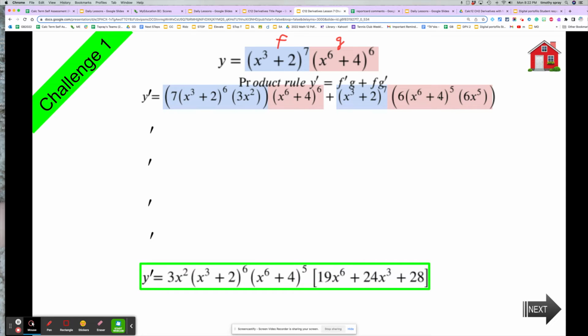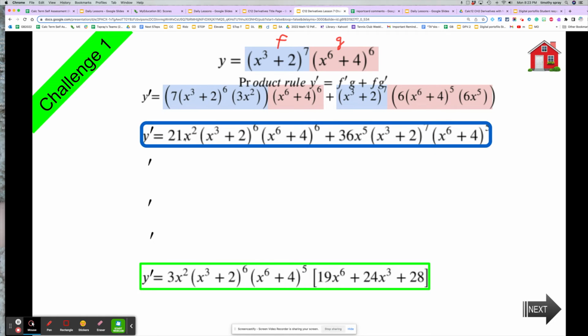Now after that, we're actually going back to that factoring question we did previously, and we're going to take out common terms. But first, I'm going to just rewrite this. I'm going to have all the monomials in the front. So I'm going to put the 7 and the 3x squared together, and over here I'll put the 6 and the 6x to the 5 together. So there's my 21, which came from the 7 and the 3, and this 36 came from the 6 and the 6x to the 5.